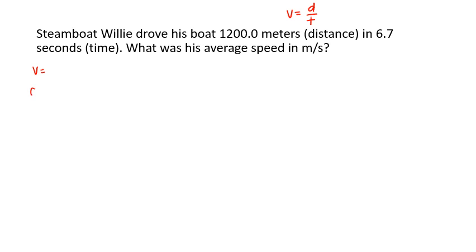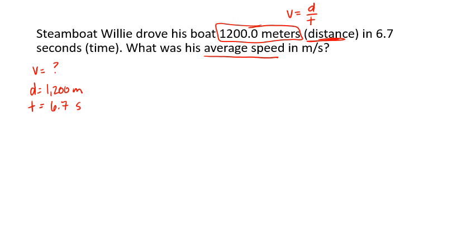One thing that I like to do when I solve problems is I like to line up my variables. So here it's asking for his average speed. So in this case, that's going to be v. In terms of distance, it gives us a distance of 1,200 meters, and it even conveniently tells us here, hey, this number is your distance. And then lastly, our time is going to be 6.7 seconds.